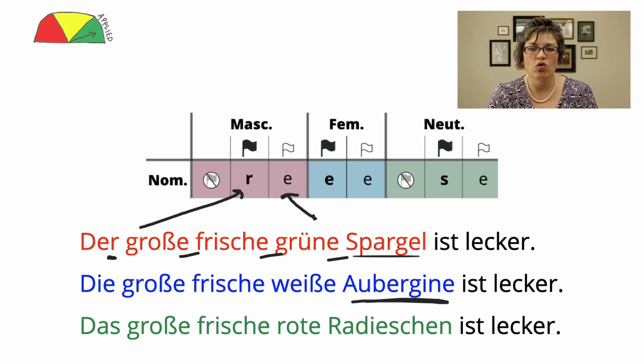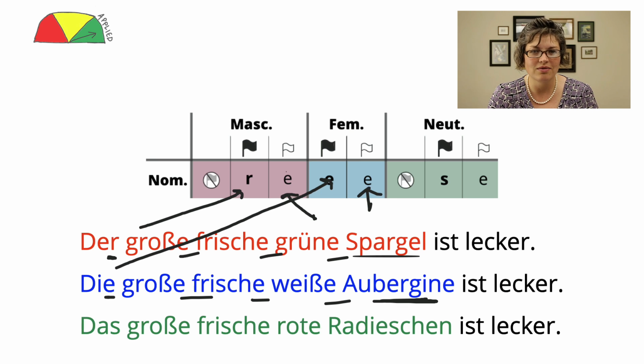Interesting. Then Aubergine, we have a bunch of E's. This one and all the rest, okay? And to be technical about it, the first E would be this one, and then all of the adjective E's would be this one, okay? And then the neuter, we see an S and an E in the chart, and that lines up with the S and all of these E's for the adjectives.